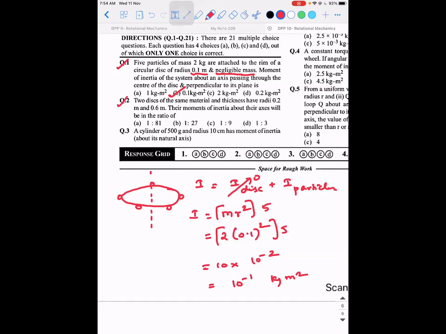Try the next one. Two disks of the same material. So wherever you see a question stating same material throughout physics, then their density is the same. Okay. So two disks of same material and thickness have radii 0.2 meter and 0.6 meter. Their moments of inertia about their axis will be in the ratio of what?